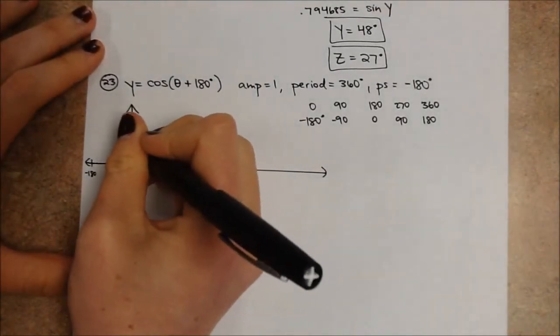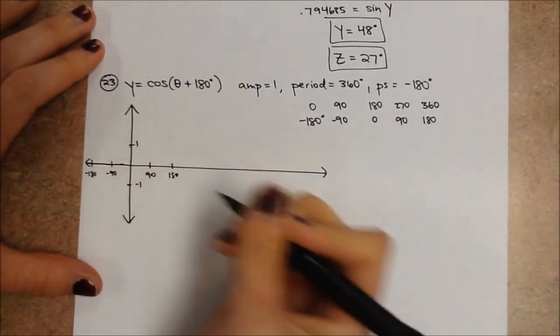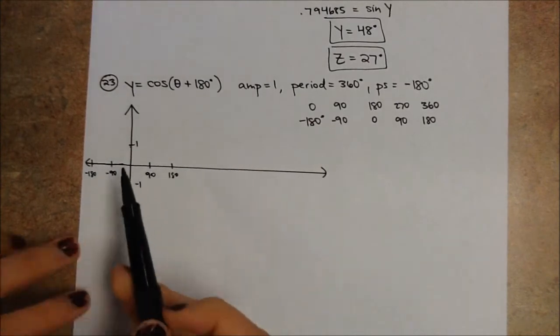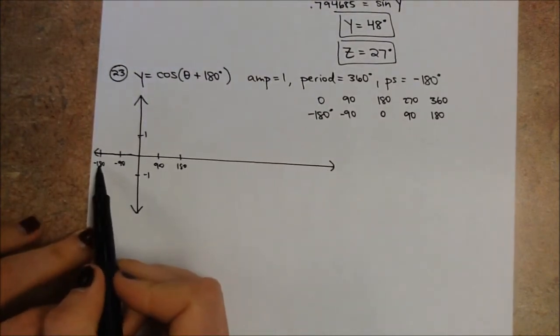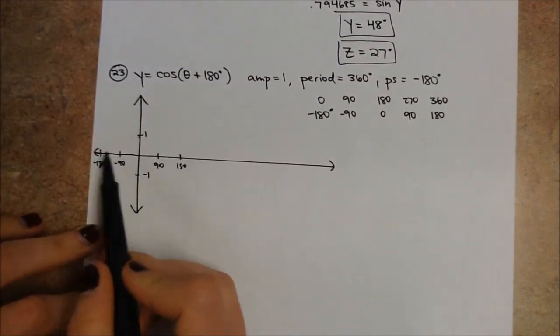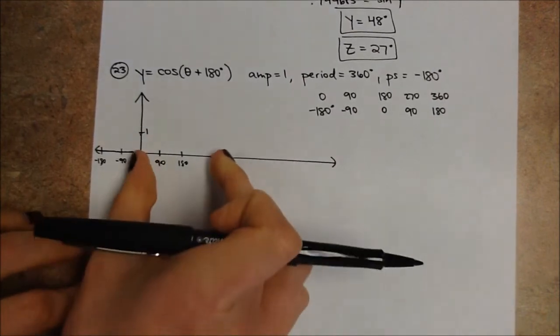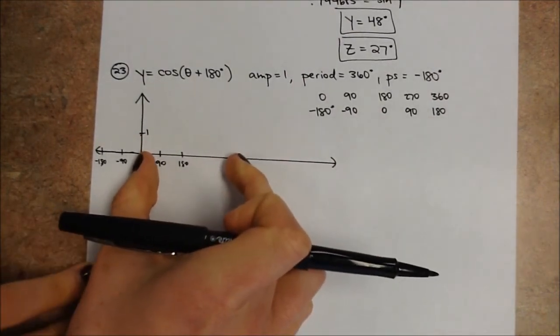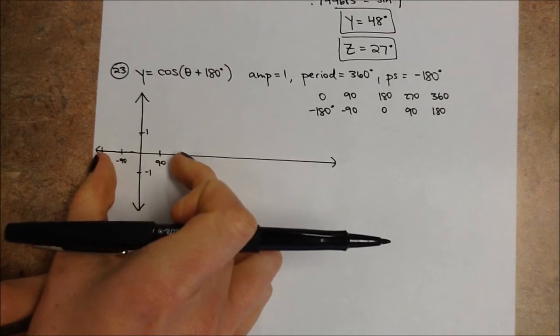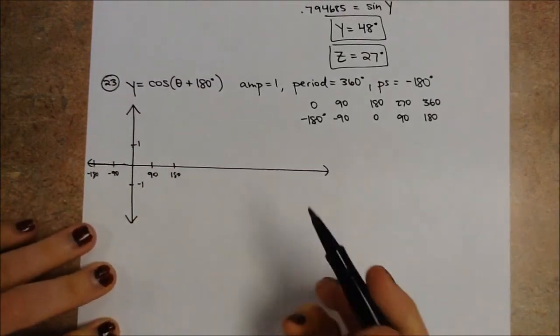The amplitude is just 1, so we're just going to go up 1 unit and then down to negative 1, and we've got the period. The period goes now from negative 180 up to 180, so it's still a period of 360. I just had a phase shift where I would have had everything right here, but I pushed it 180 degrees to the left. Okay, so remember cosine shape.